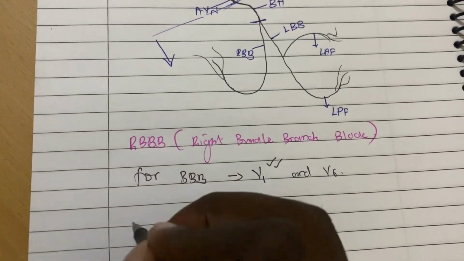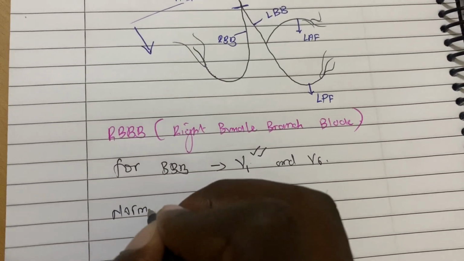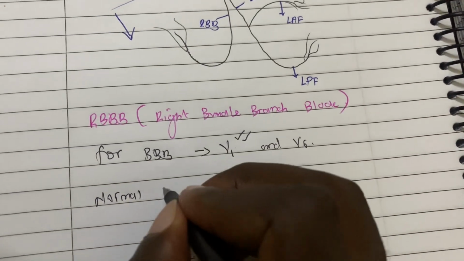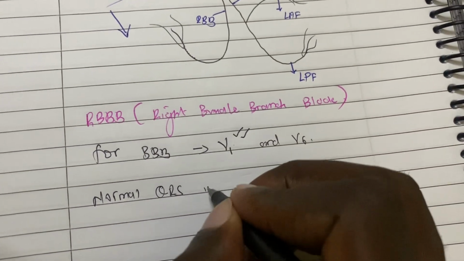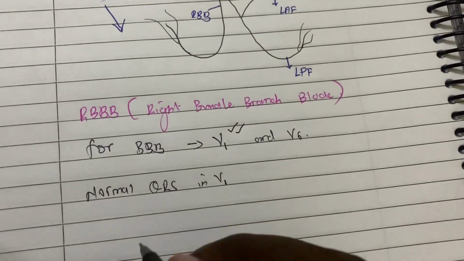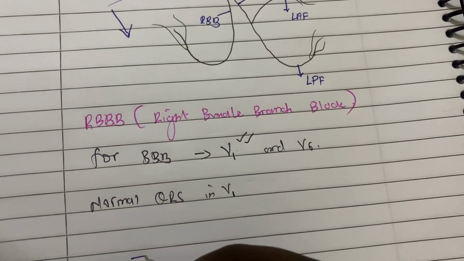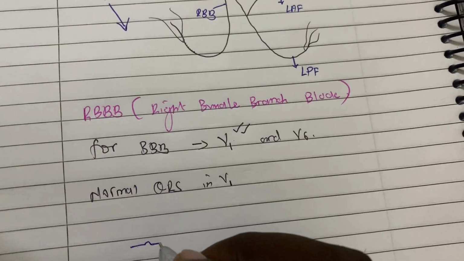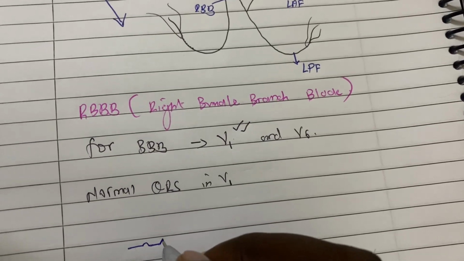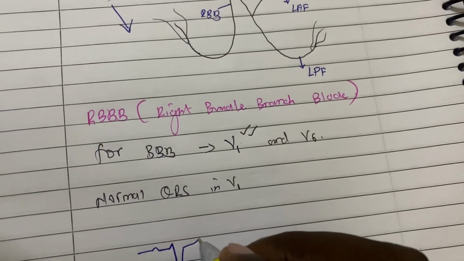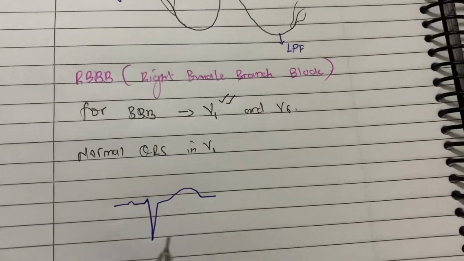So what do we expect in normal? And again, we are checking the QRS. Normal QRS in V1. What do we expect? We expect a normal P wave, and we expect a small r and a deep S, and then T wave. This is what we expect.